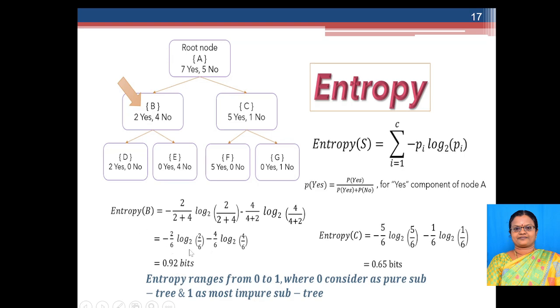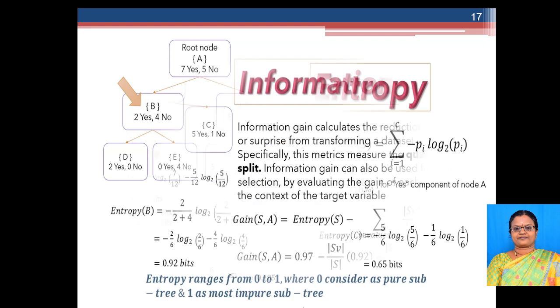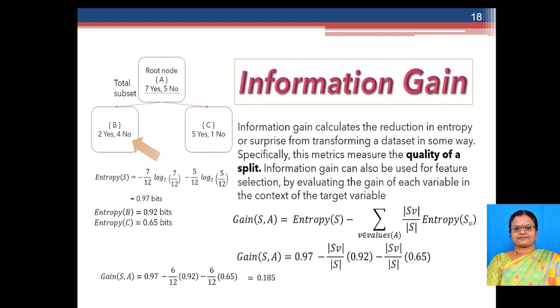And the unit for entropy is bits, so I have to use bits as the unit here, and the entropy for C is 0.65 bits. So basically entropy ranges from 0 to 1, where 0 is considered the pure subtree and 1 the most impure subtree. And information gain calculates the reduction in entropy, or it is like transforming a data set in some other way.